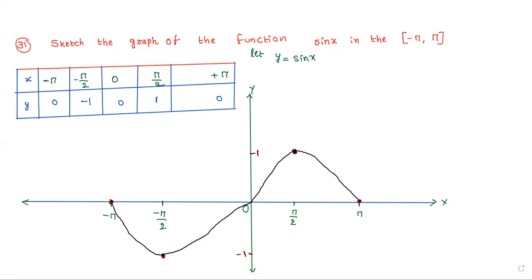Right now, scale. On x-axis, 1 centimeter equal to pi by 2. On y-axis, 1 centimeter equal to 1 unit.